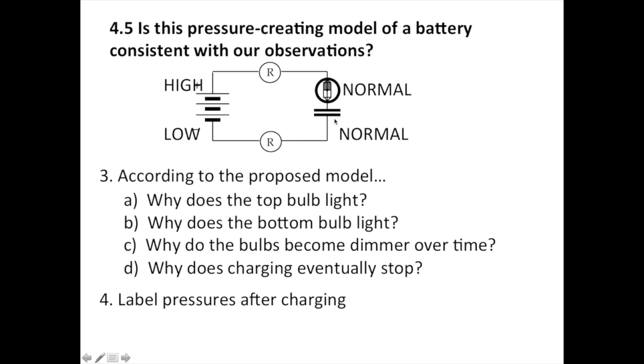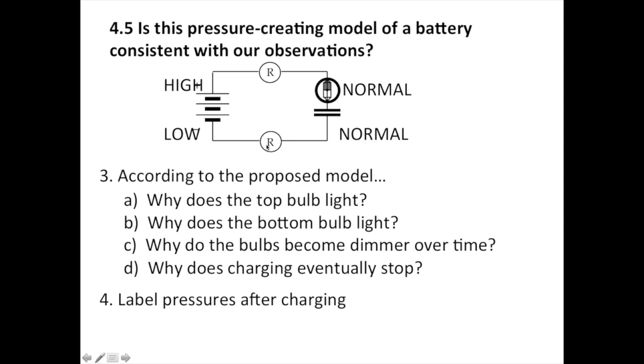Why does the bottom bulb light? Well, if we look at the pressures here, the bottom capacitor plate is at normal pressure and the negative terminal of the battery is at low pressure. And as we just saw with the air capacitor, just as air will flow from a region of normal air pressure to a region of low air pressure, the electric charge will move from a place of normal electric pressure to a region of low electric pressure. So that means charge is going to be pushed and pulled in this direction to the left through that bottom bulb.